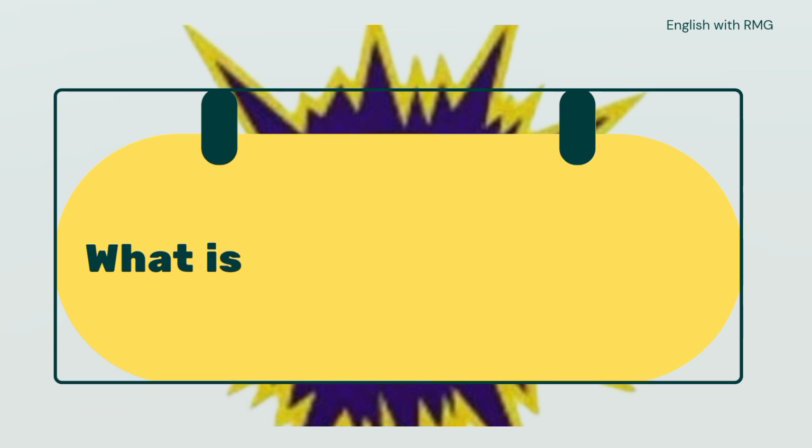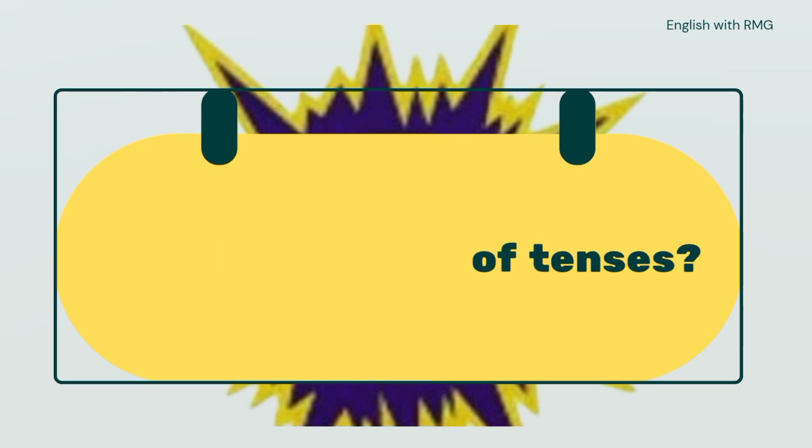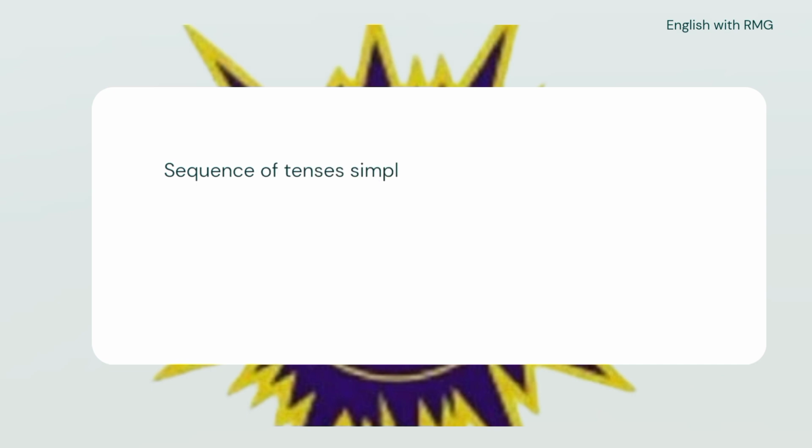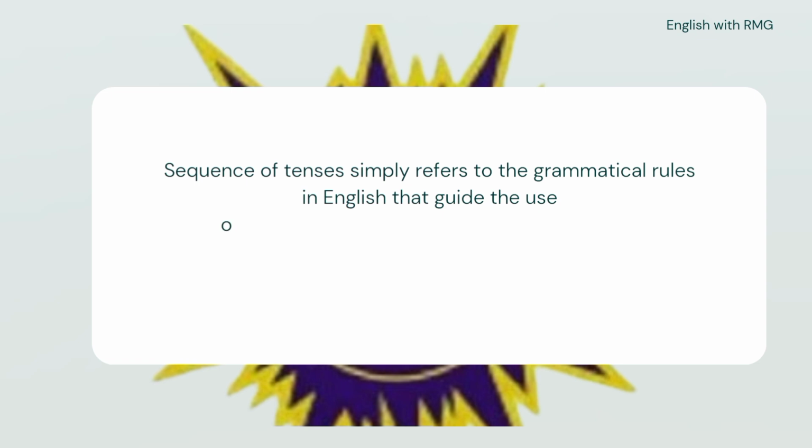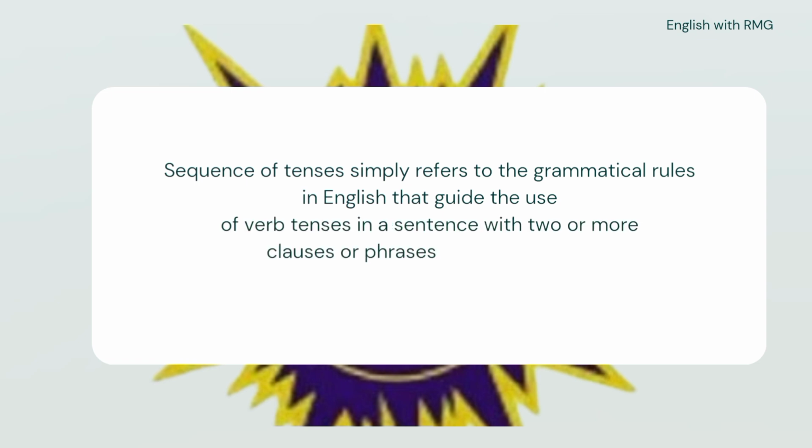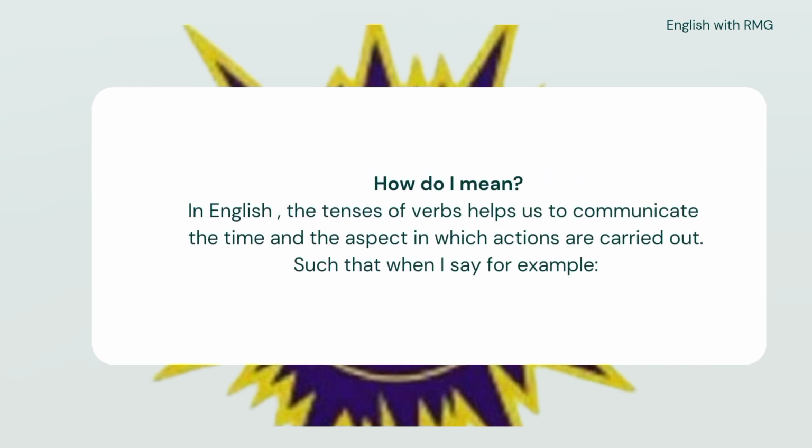But before we go into the questions, first, what is sequence of tenses? That is, when we say we want to talk about sequence of tenses, what do we mean? Sequence of tenses simply refers to the grammatical rules in English that guide the use of verb tenses in a sentence with two or more clauses or phrases which express different or same time references. I know that could be a whole lot to take in at once, so I'm going to explain in detail.